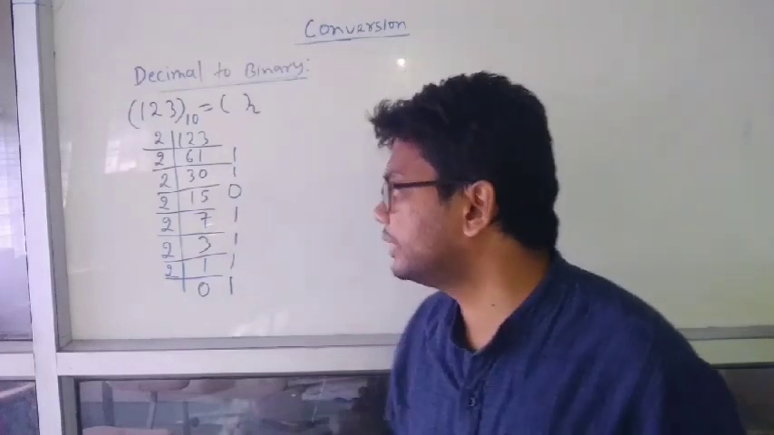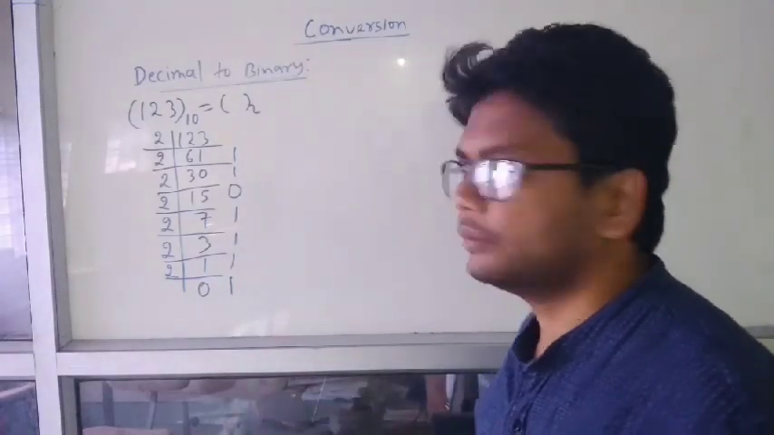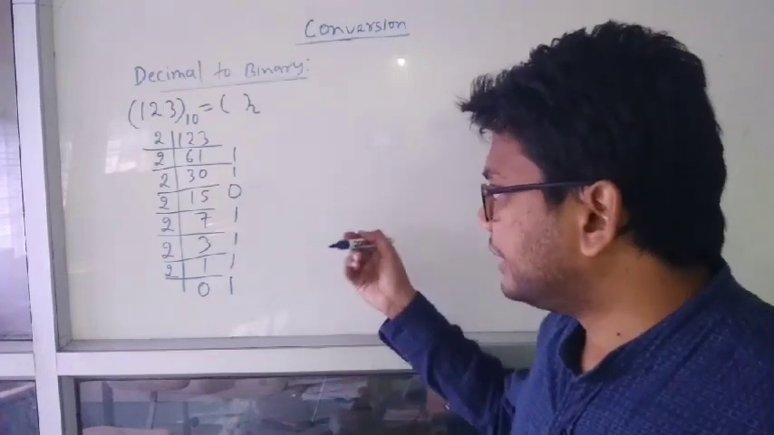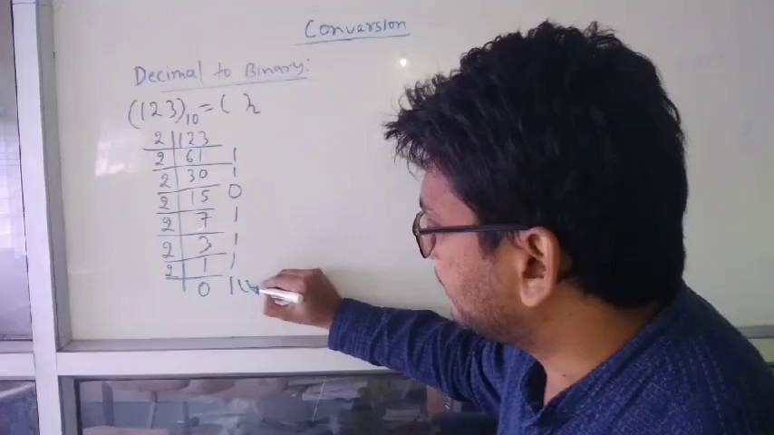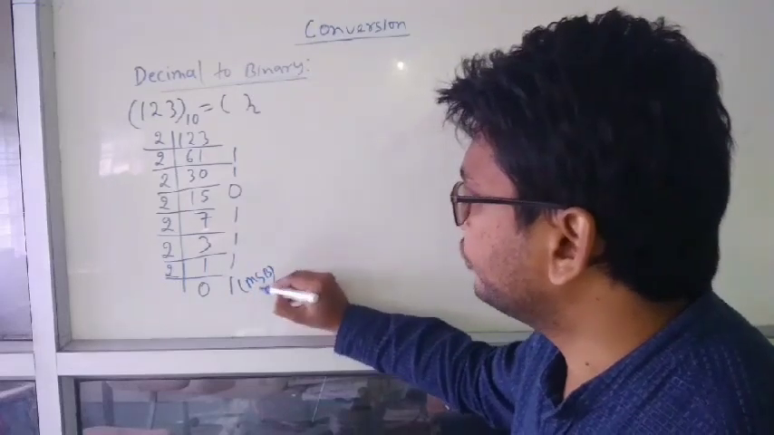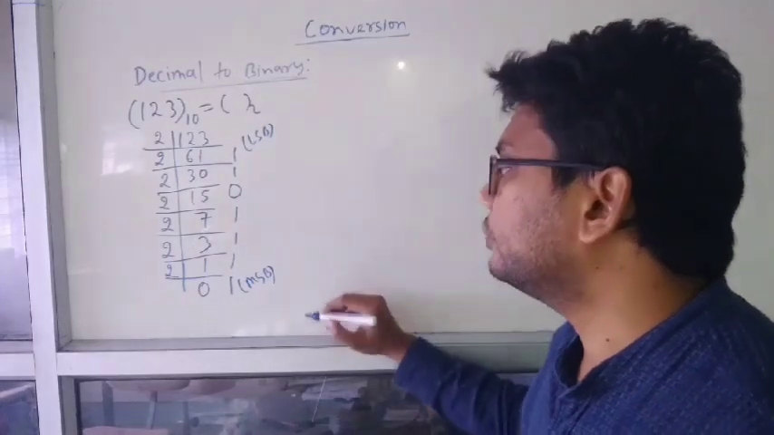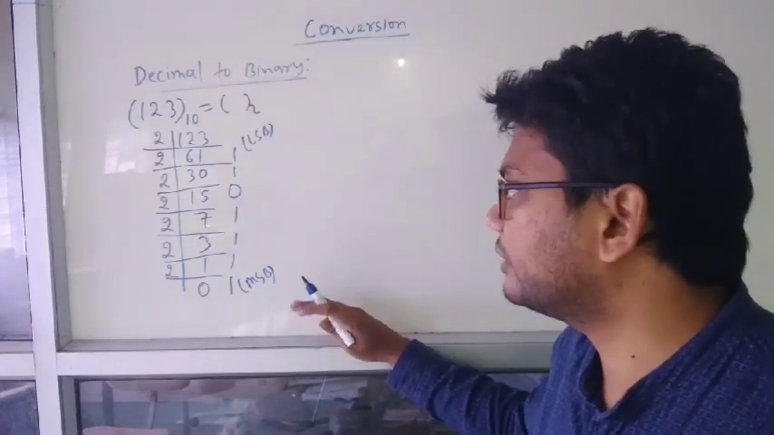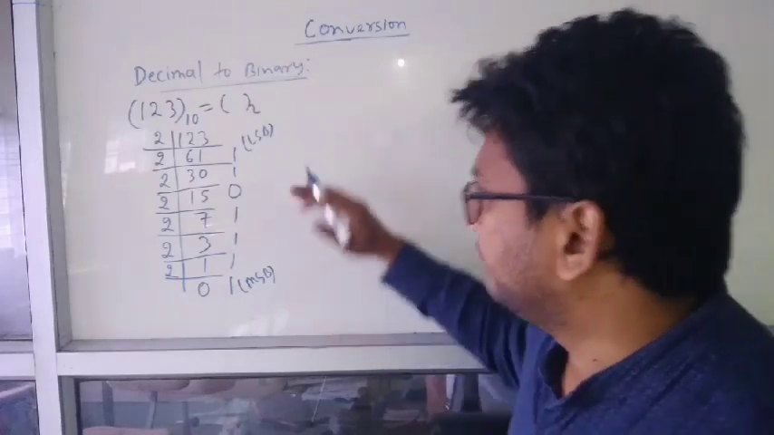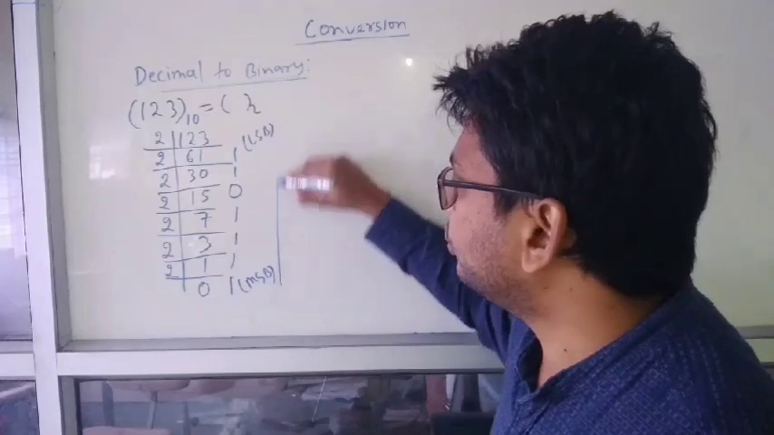Here we have done the successive division by 2 of 123. After that, when we have to write the answer, this is basically the MSB part, which is called the most significant bit, and this is the least significant bit. So we write the MSB part first, and onwards we write the other numbers. In other words, we write this number from bottom to top.